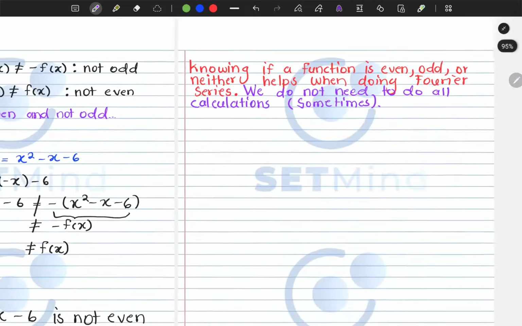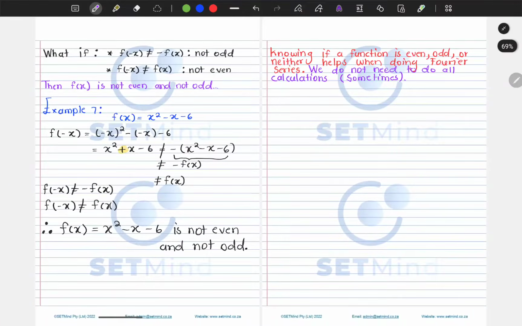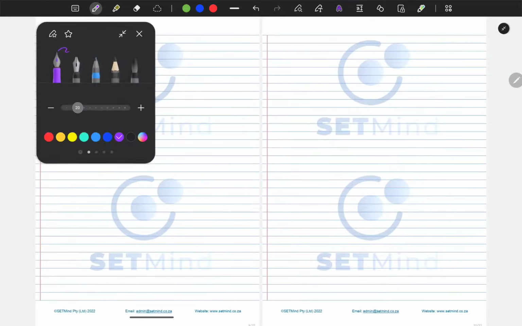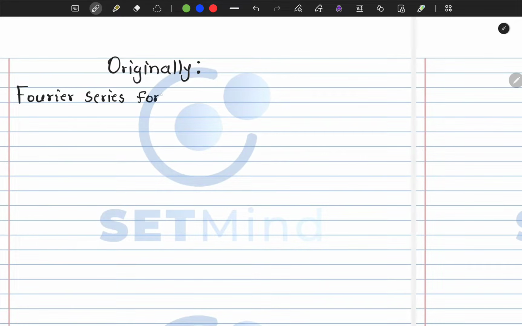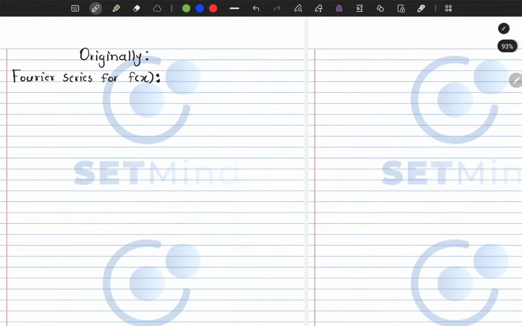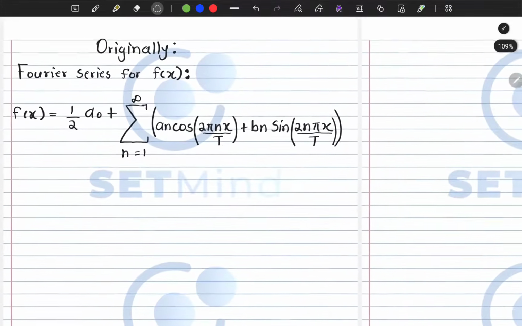So to illustrate the note which I've made here, let's go to the next page and start having a look at this. So remember that originally we defined our Fourier transform, our Fourier series. So we defined the Fourier series for f of x. And how we defined it was as follows. So I'll go and put it up here. So we defined our Fourier series as follows.